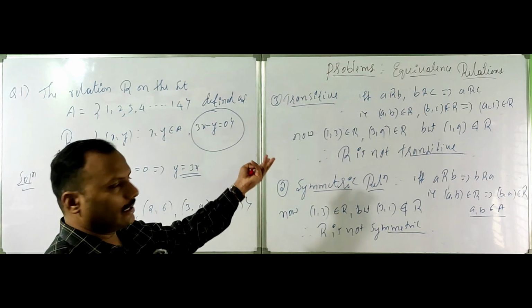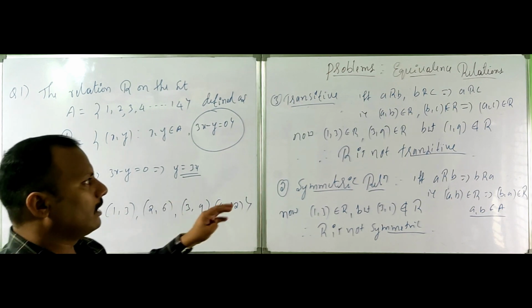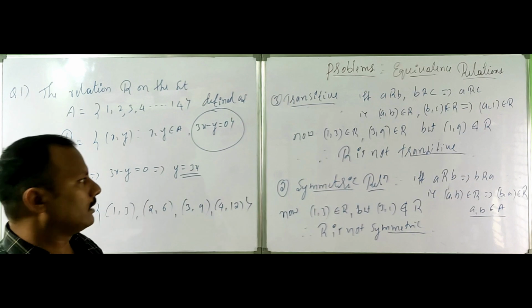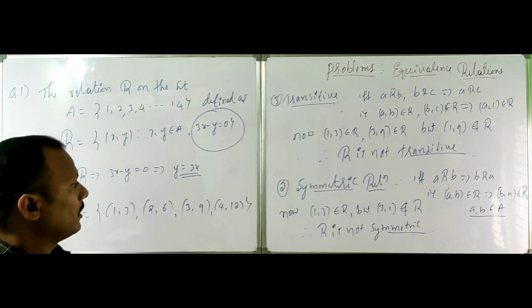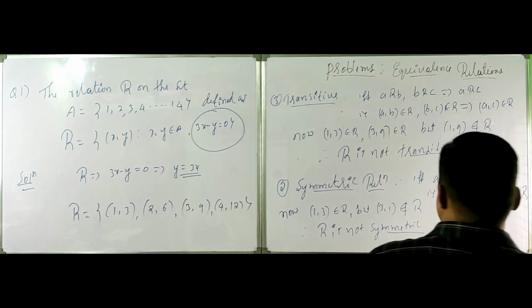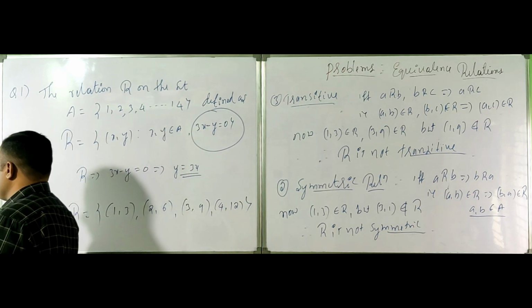And again take the 3 elements and show the transitive. If all 3 hold, the set is okay. If R is reflexive, symmetric, and transitive, then automatically R becomes an equivalence relation. Right? This is the basic question. We'll see the next question again.